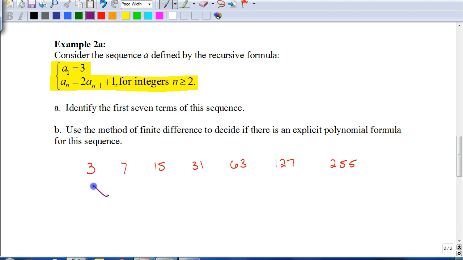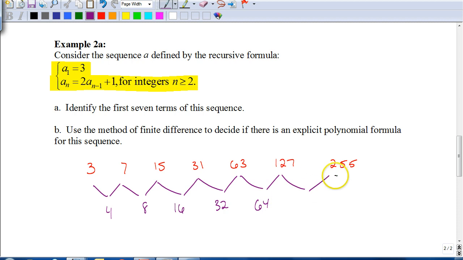Okay, next. This is where that's not your row of differences though, that's just coming up with the first 7 terms in the sequence. So this is our first row of differences. 7 minus 3 is 4. 15 minus 7 is 8. 31 minus 15 is 16. 63 minus 31 is 32. 127 minus 63 is 64. And 255 minus 127 is 128. Our first row of differences.